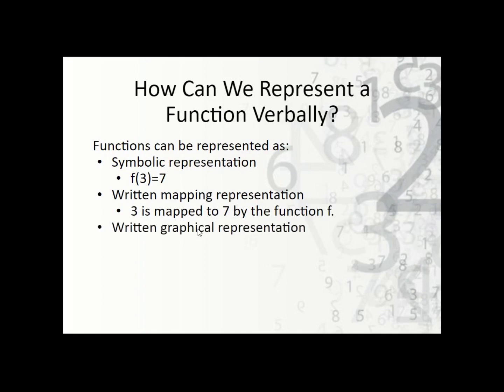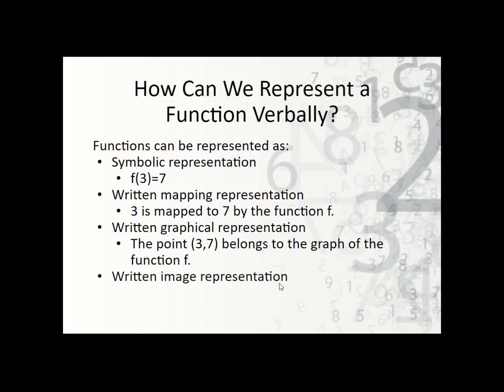We can do it graphically. So the point (3, 7) belongs to the graph of function f. So we could say it that way. We could say it as an image. So 7 is the image of 3, meaning 7 is the result when we plug 3 in. So it's just the backwards way of saying the mapping.